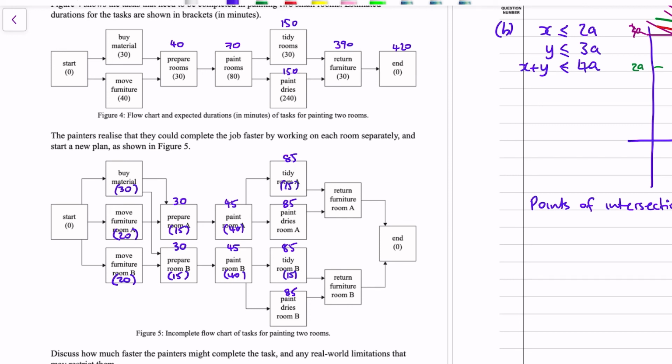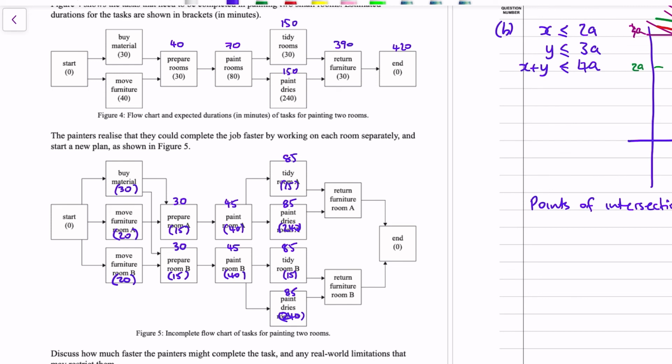Painting drying though, painting drying takes 240 minutes. It's not going to be shortened, it's not going to be 120 for each room. The paint's going to take 4 hours. That's 240. I'm sure that would have been a trick that a number of students would have missed.